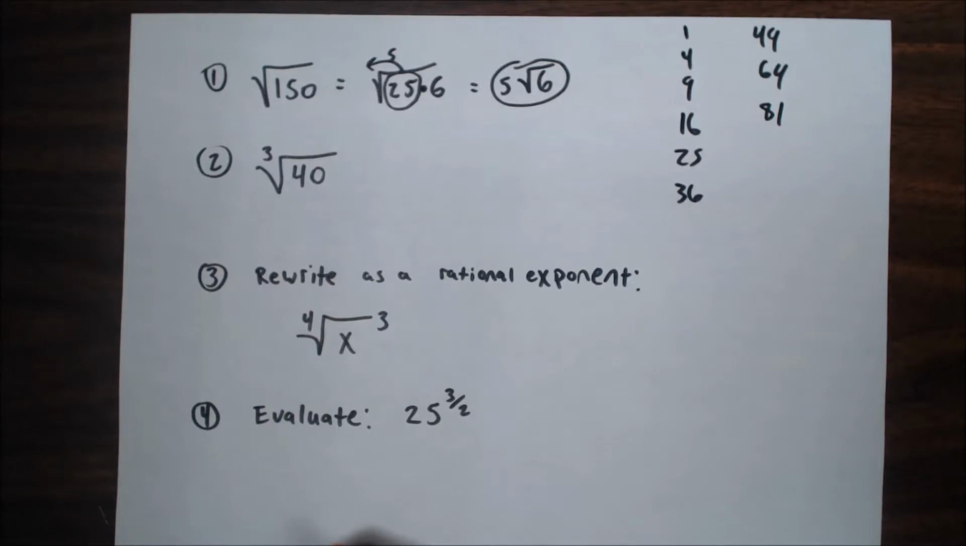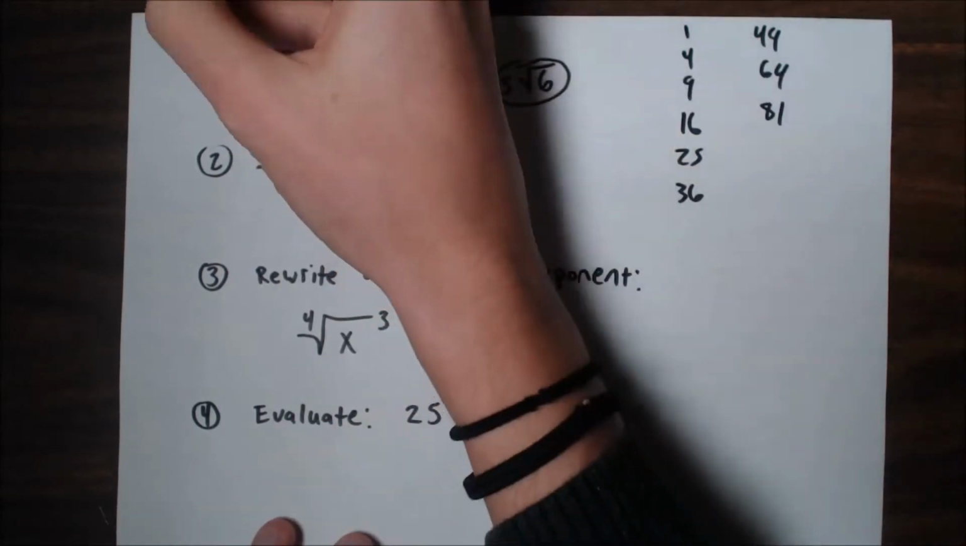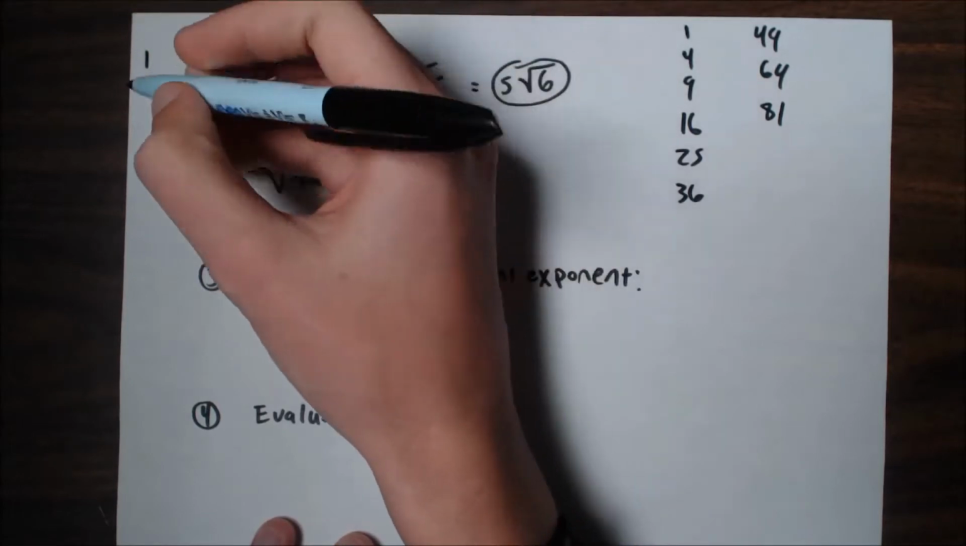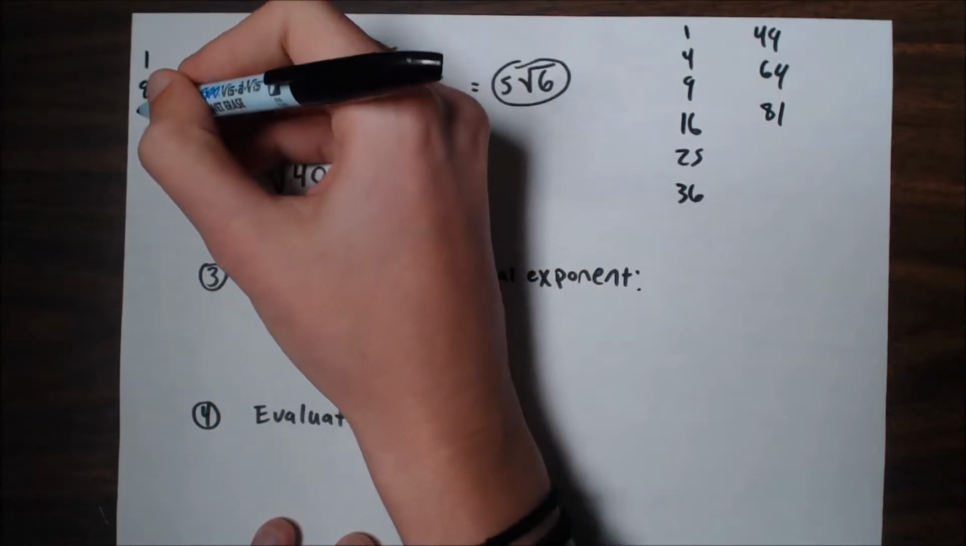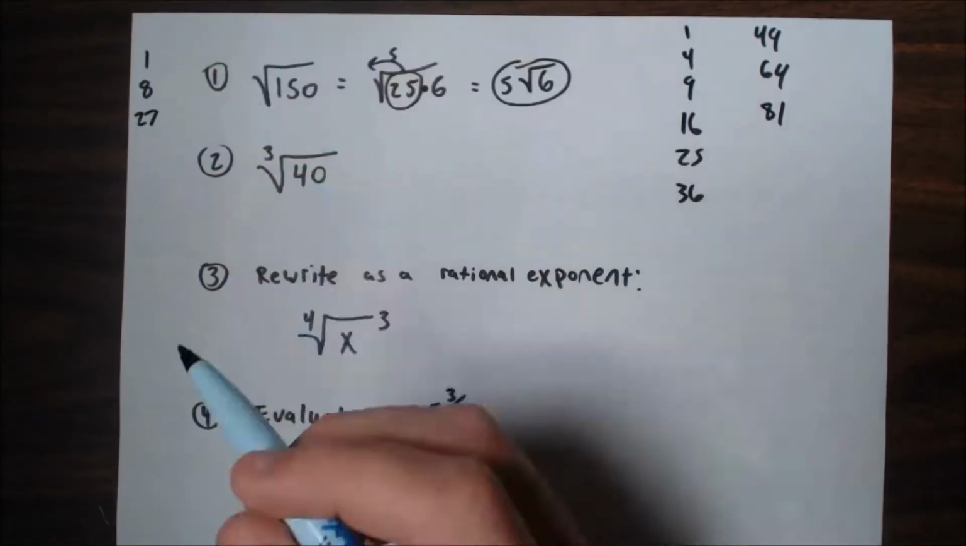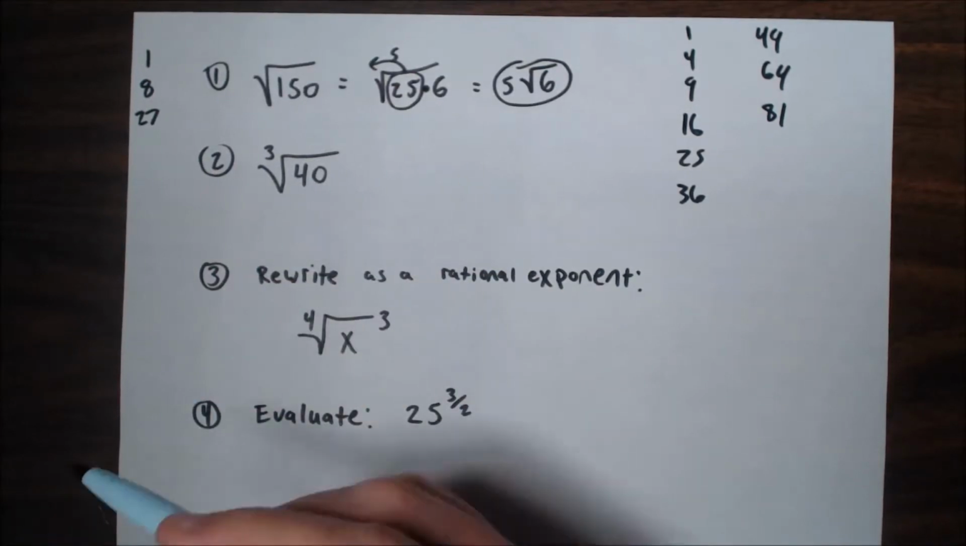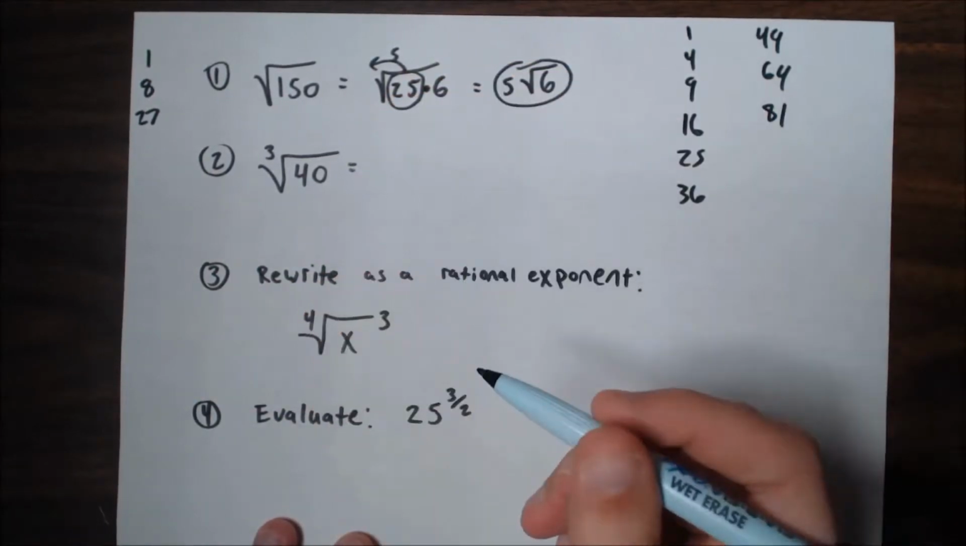Now for the third root of 40, think about your perfect cubes. Okay, 1, 8. These get pretty big. So 1 to the third power is 1. 2 to the third power is 8. 3 to the third power is 27, which is already more than half of this, right? So it must be 8. And it actually is. It's 8 times 5.